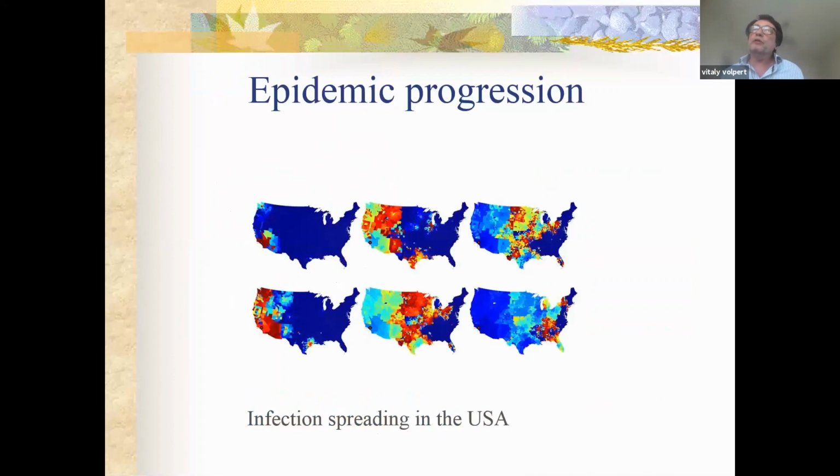Another well-known and very current application is epidemic spreading. Here it's also a classical example: how an influenza epidemic propagates in the United States. You see at different moments of time a wave moving from the left to the right.